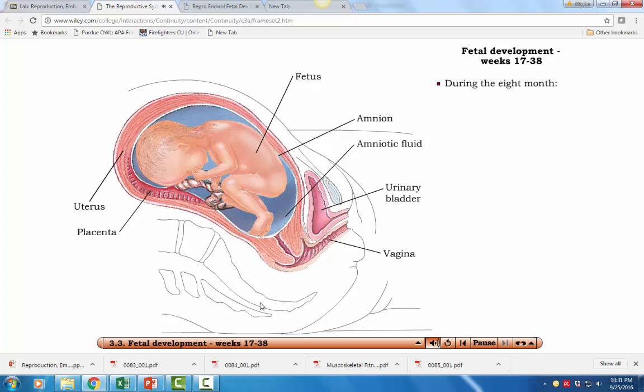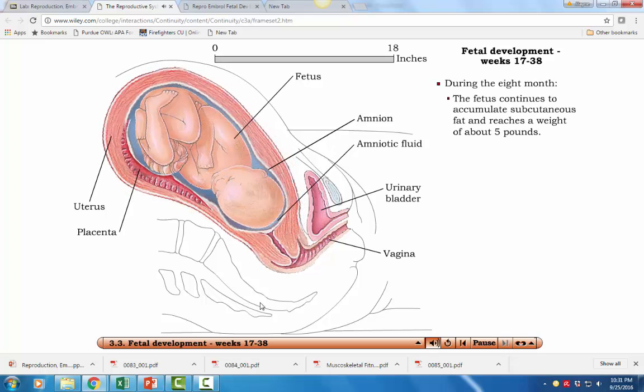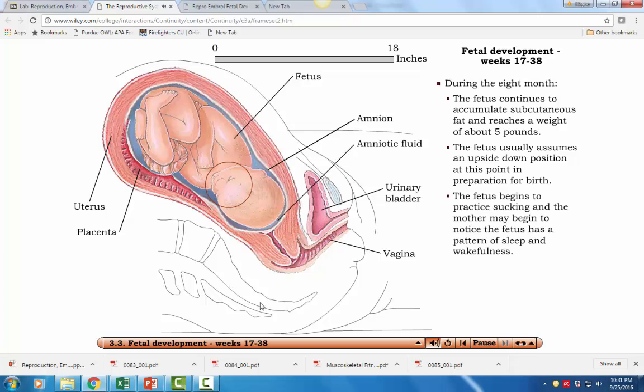During the 8th month, the fetus continues to accumulate subcutaneous fat and reaches a weight of about 5 pounds. The fetus usually assumes an upside-down position at this point in preparation for birth. The fetus begins to practice sucking, and the mother may begin to notice the fetus has a pattern of sleep and wakefulness.